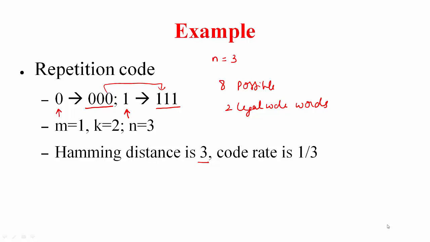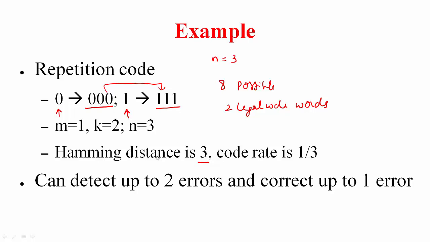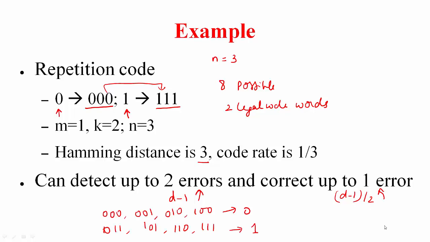So given this, how many errors can this code detect and how many errors can it correct? So if you plug in the formula of d minus 1, this is going to detect 2 errors. And if you plug in the formula of (d minus 1) over 2, you will see that it can correct up to 1 error. So what's happening here is that any of these received code words are going to be decoded as the bit 0, and any of these received code words are going to be decoded as the bit 1.